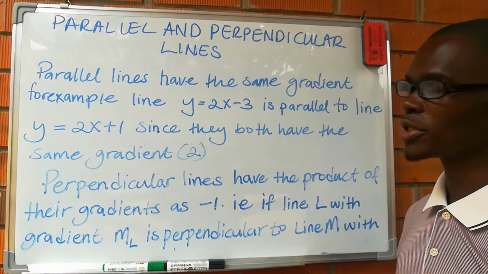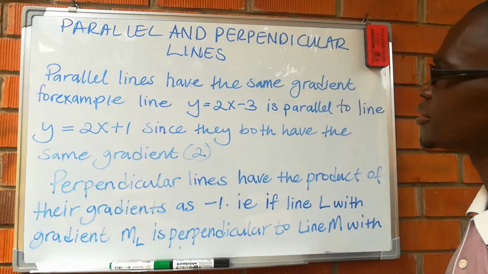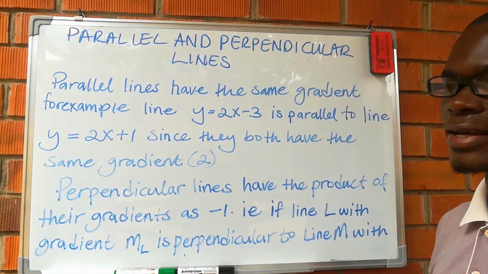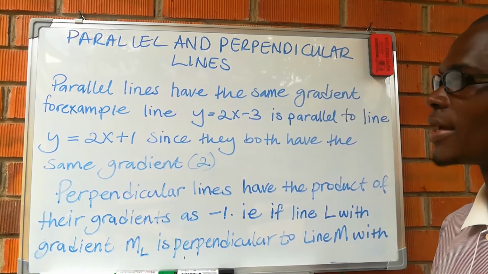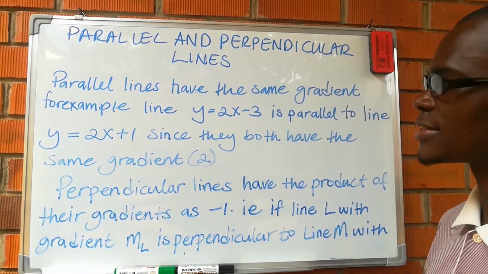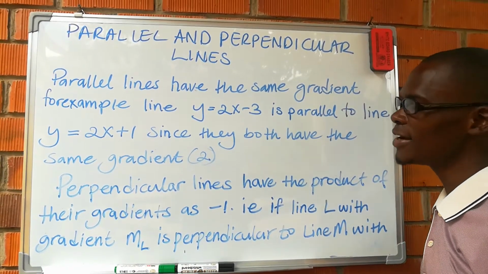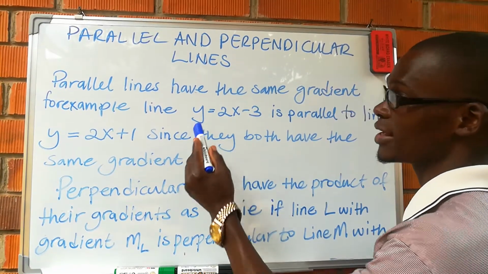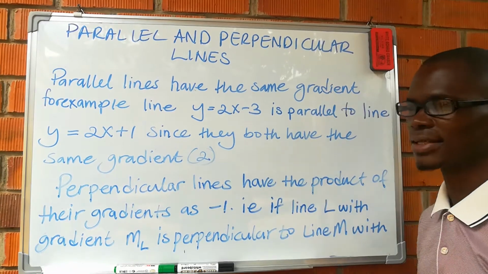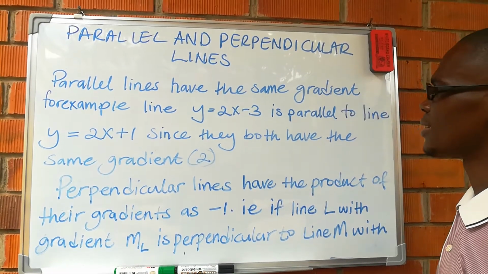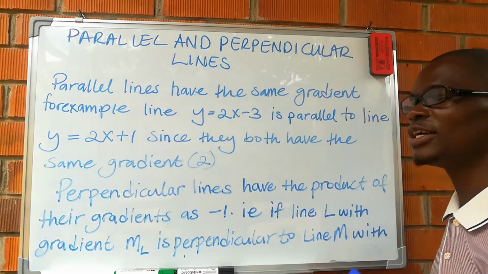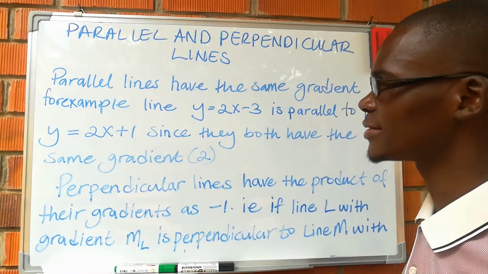In this session, we shall be looking at parallel and perpendicular lines. We know that parallel lines are lines that do not meet. Parallel lines have the same gradient. For instance, if we have a line given by the equation y = 2x - 3 being parallel to another line, that means that they should have the same gradient.